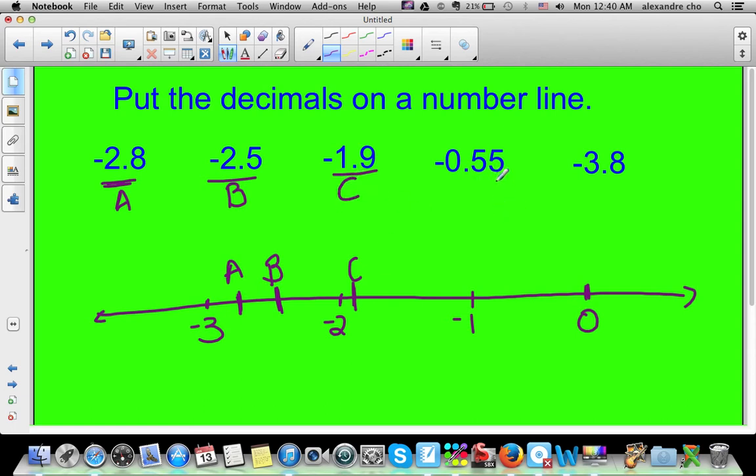Negative 0.55. Okay, forget the negative. The only thing you should worry about is going towards the left. So if that's 0, 0.1, 0.2, 0.3, 0.55. 0.5 is in the middle. 0.55 should be just a little bit more than the middle, and we'll call that D. And finally, we got negative 3.8. That's negative 1, negative 2, negative 3. This is negative 3.5. Negative 3.8 should be about here. We'll call that E.